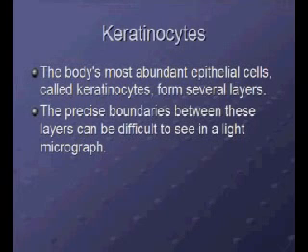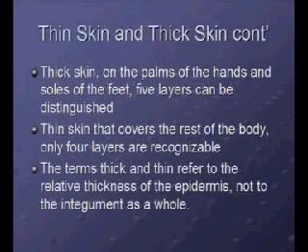The body's most abundant epithelial cells are referred to as keratinocytes. The precise boundaries between these layers can be difficult to see under light microscopy. Certainly under higher magnification, it can be identified even better. Thick skin is located on the palms of the hands and the soles of the feet. 5 layers can be easily distinguished. In thin skin that covers the rest of the body, only 4 layers are recognizable.